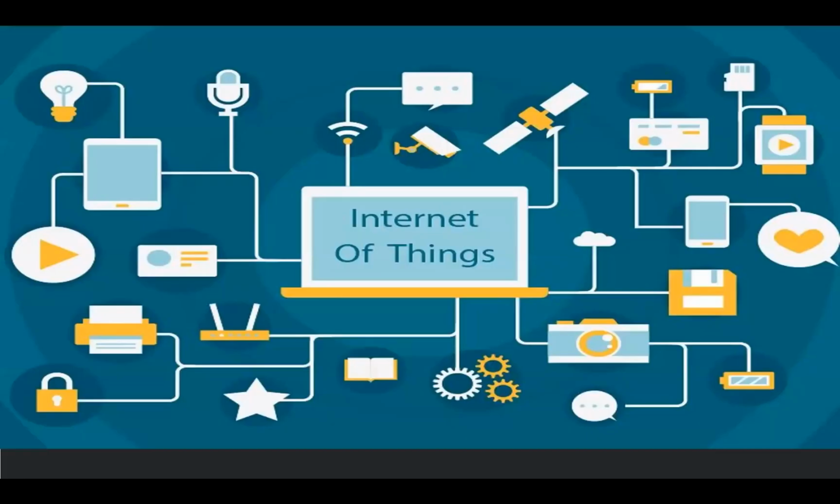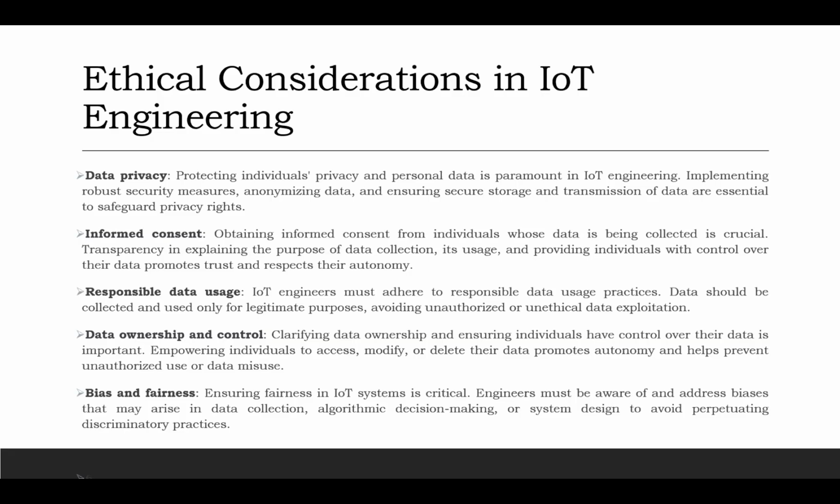And coming to the ethical considerations which we propose in IoT engineering, in terms of data privacy, protecting an individual's privacy and personal data is paramount in IoT engineering, and obtaining informed consent from individuals whose data is being collected is crucial. Transparency in explaining the purpose of data collection and its usage, and providing individual control over the data, promotes trust and autonomy.